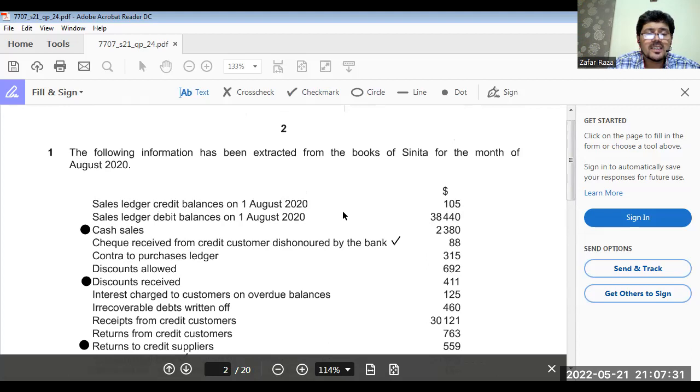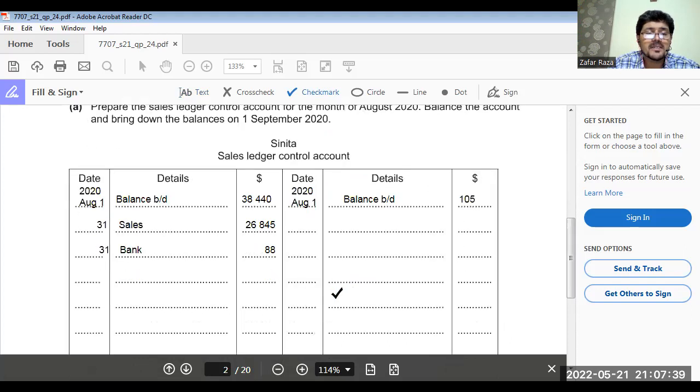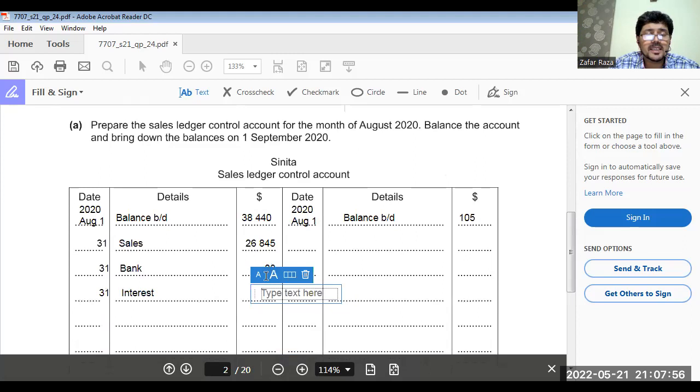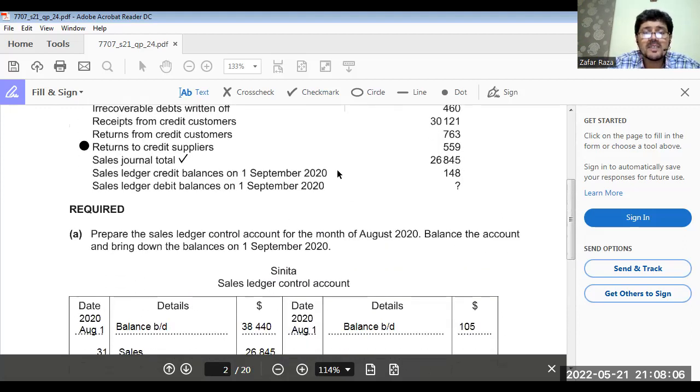Interest charged to customers on overdue balance. This is also going to be debited. Interest 125. Interest charged. So we write the amount, that is 125. Okay. And the last item is this one, 148.